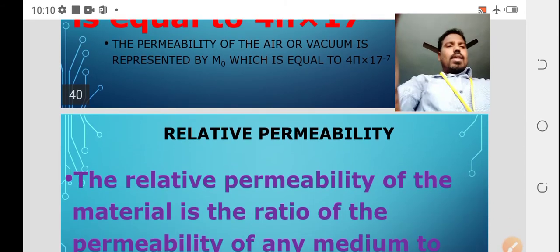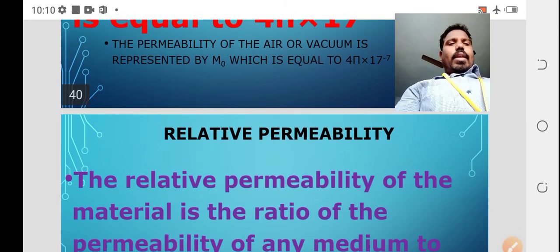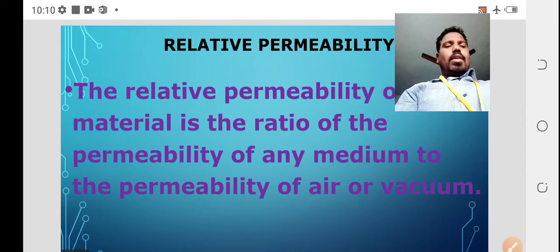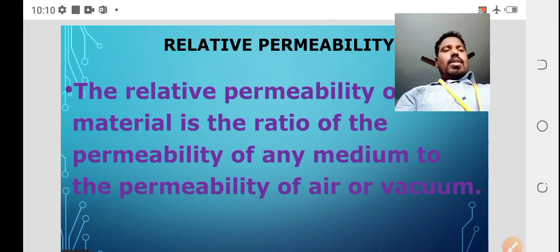Then another important concept is relative permeability. The relative permeability of a material is the ratio of the permeability of any medium to the permeability of vacuum or air. So the relative permeability, mu r, can be considered as mu by mu naught.